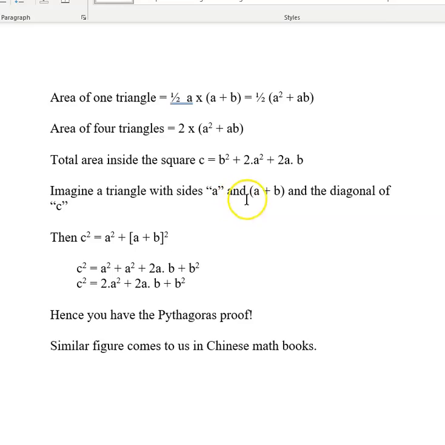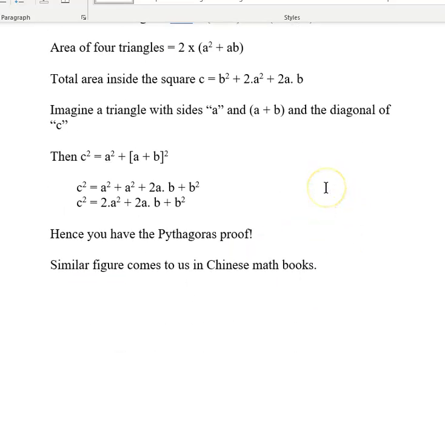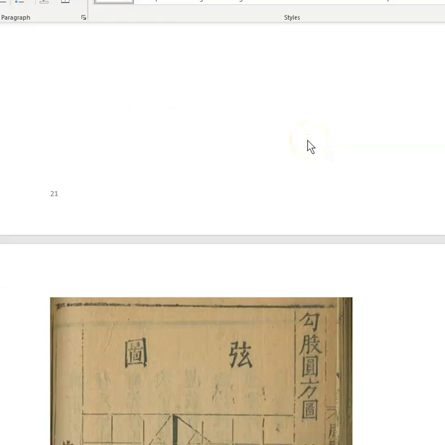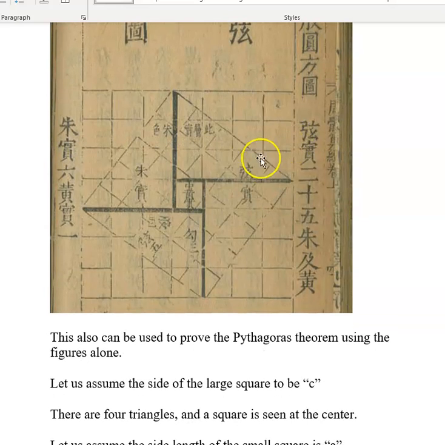Imagine a triangle with sides A and A plus B and the diagonal of C. Then C squared is equal to A squared plus A plus B squared, and it would simplify to here, it simplifies there, and that equals this, and that's your proof. So it's a very simple, very elegant proof. This is what I found on the internet for what happened. This is Bhaskara's proof, but he got it from the Nine Chapters of the Chinese book.